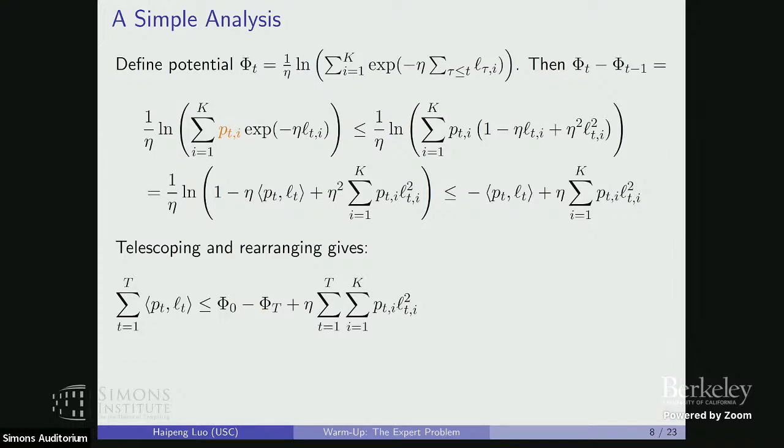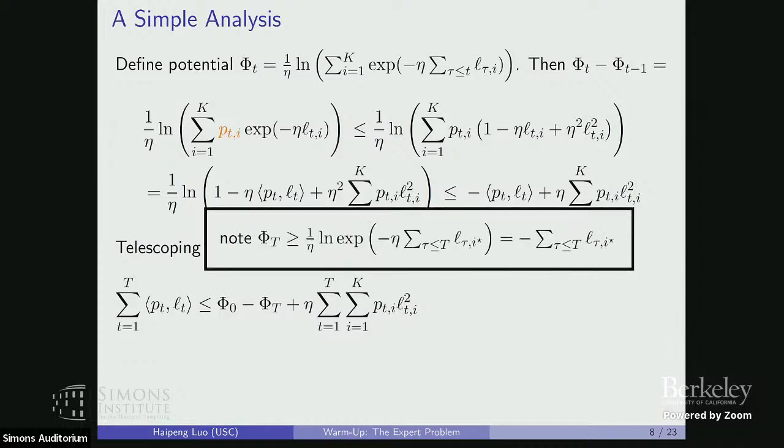The final step is just to realize that by definition, this final potential is actually related to the loss of the best arm. By definition, it's something like this. Notice that there's a sum of k positive terms here. Let's just lower bound it by the terms that are related to i star. I'm bounding these k terms by just one of them. Then log and exponential cancel, 1 over eta and eta cancel, and you just get this, which is again the loss of the best arm.